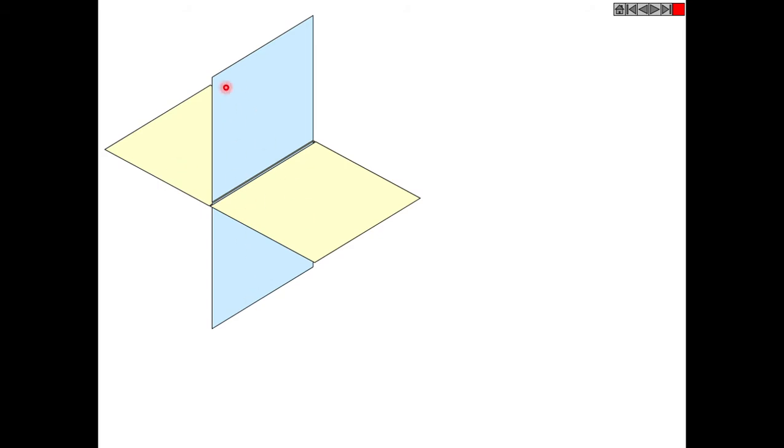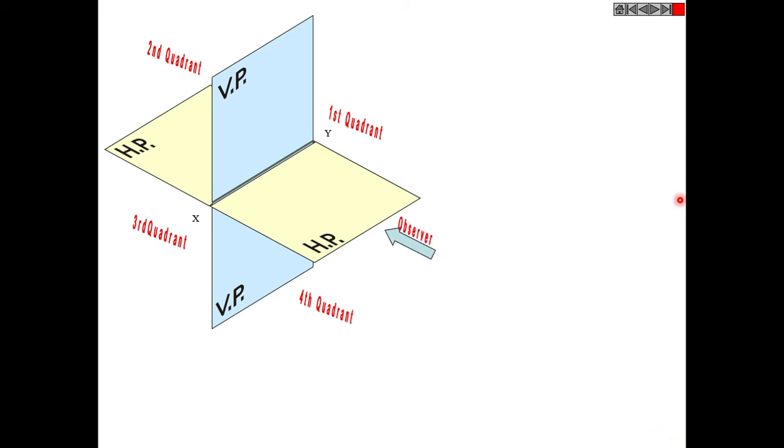This vertical cardboard sheet we call the vertical plane, and this horizontal cardboard sheet we call the horizontal plane. And this is the reference line XY we defined already. This is the first quadrant system, this is the second quadrant, this is the third, and this is the fourth quadrant system. And this is the position of the observer, which remains constant in all the views and for all the quadrant systems.